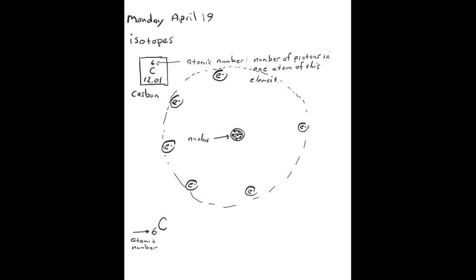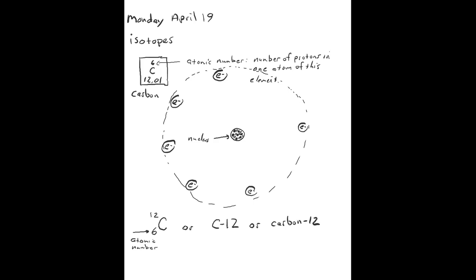Now, there's another number, and this can be kind of confusing. So the other number is up here. And that is not going to appear in the periodic table. So you won't see this number in the periodic table, but you will see it in notation like this, or you might see it like this, or you might see it like this.